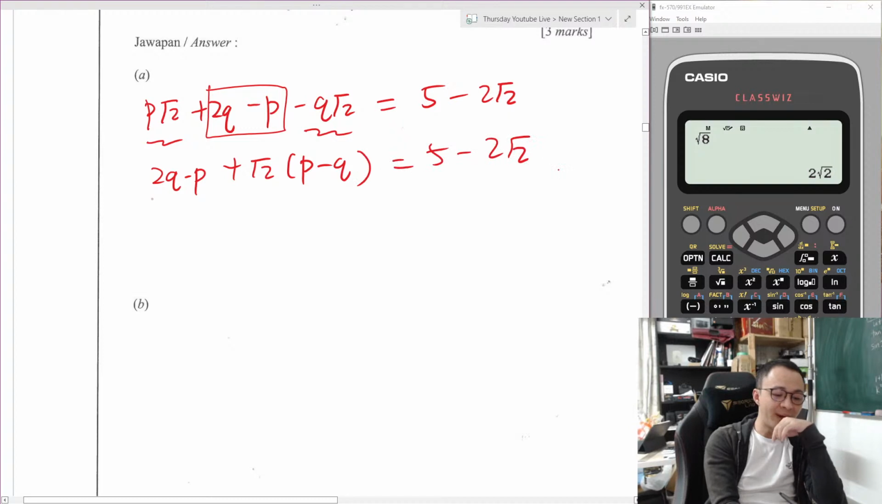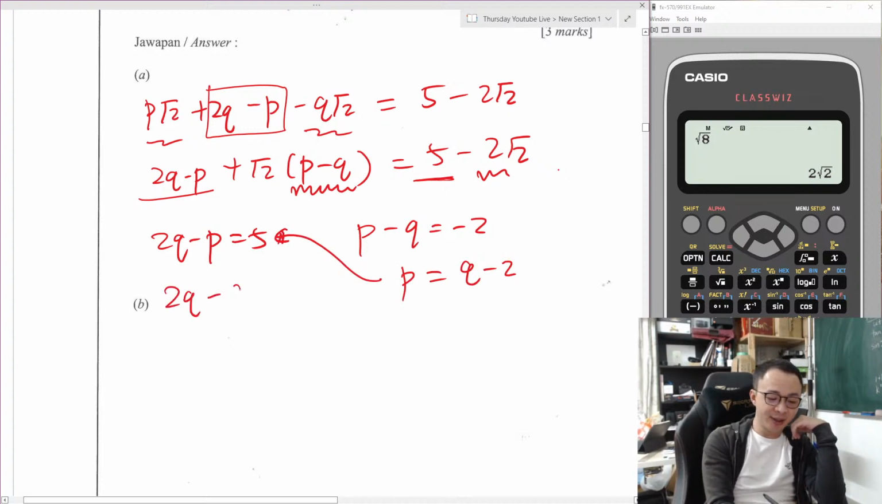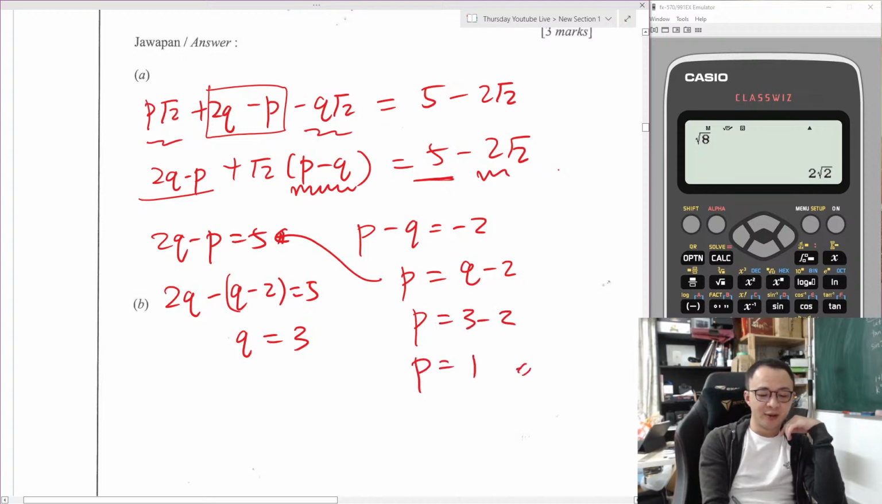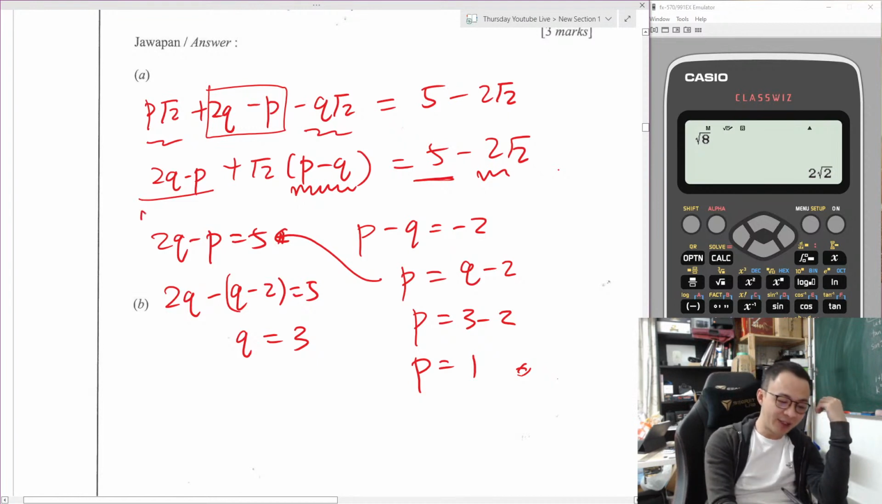Alright, then I will compare the constant with the constant. The third number is the third number here. Do you see that? So 2q minus p equals 5. p minus q equals negative 2. So p equals q minus 2. Substitute back here. So 2q minus q minus 2 equals 5. So this is q equals 3. p equals 3 minus 2, p equals 1. Alright, just solve like this. You will find the whole equation is very easy. So here I will actually compare.